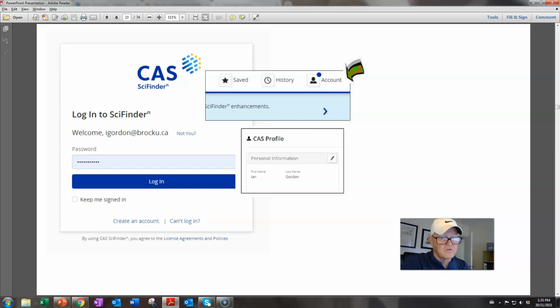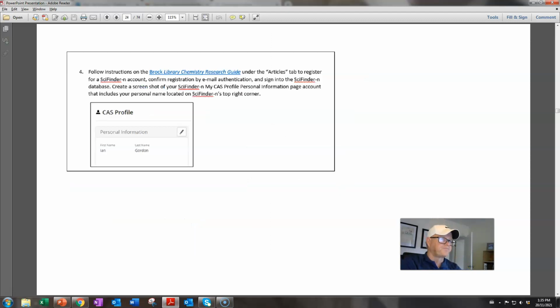There's a number of neat tools, your default settings for SciFinder-n, but really what I need from you for this assignment is to cut and paste, take a snippet of your CAS profile, which has your first and last name. This is yours and nobody else's. This kind of proves to us that you did this assignment with your unique SciFinder-n account and not somebody else's. So here's the answer to question number 4. I did, and it worked, and there's my name, first and last name, and a clip for that as well.